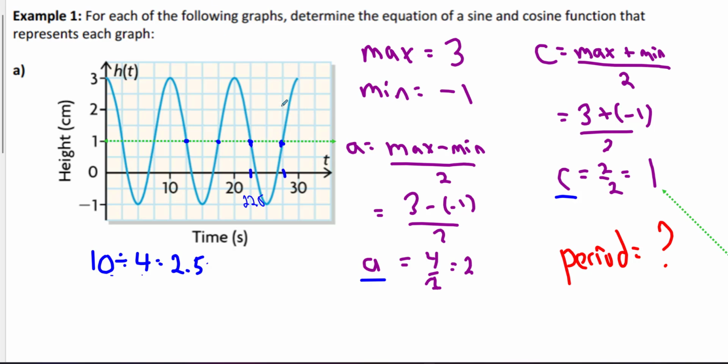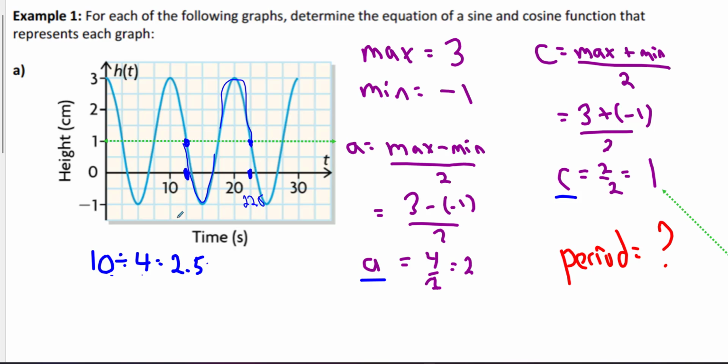Now we got to figure out when's the next repeating value. If I go from here to here, is this the next repeating value? And the answer is no, that is not the next repeating value, because that's only half of the function, half of the cycle. You got to keep going until you get to this point here. And now we know that the next repeating value is right at this point here. So from here to here.